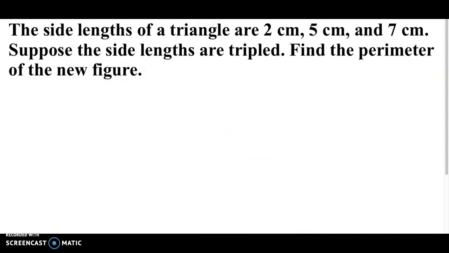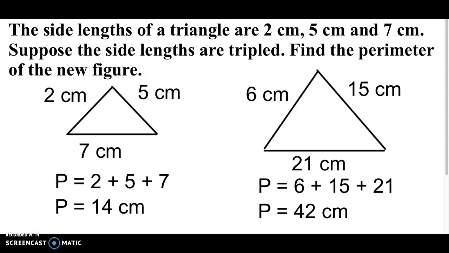The next problem says that the side lengths of a triangle are 2 centimeters, 5 centimeters, and 7 centimeters. Suppose the side lengths are tripled. Find the perimeter of the new figure. Please pause the video and find the answer to this problem. Here is the answer to the problem.